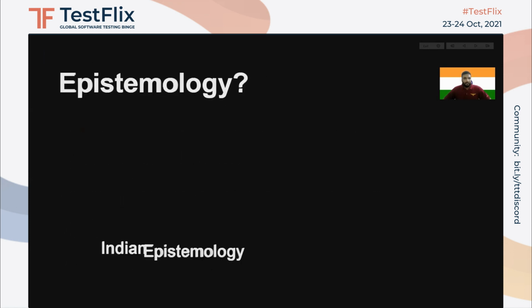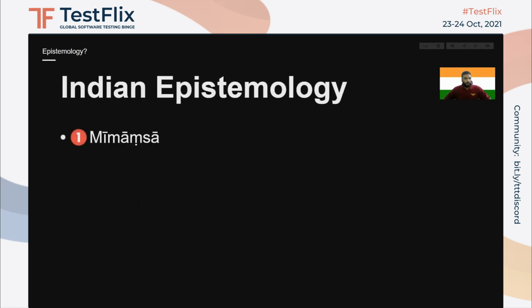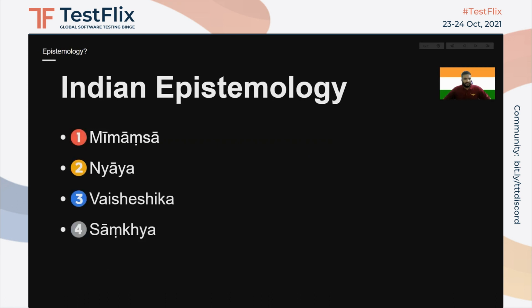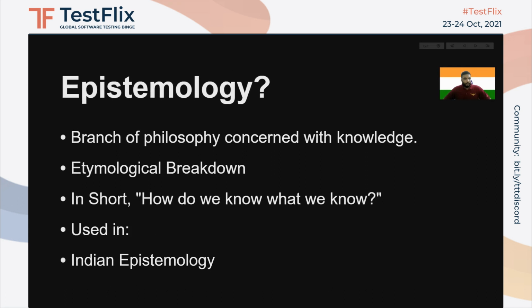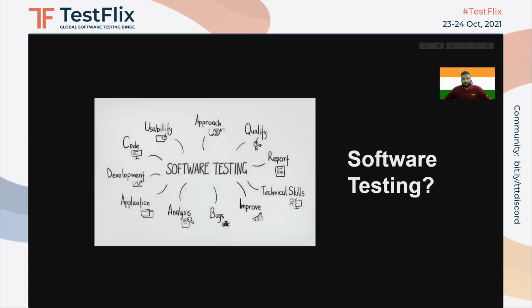India also has a huge history of epistemology, and there are a lot of schools of Indian epistemology like the Mimamsa, Nyaya, Vaisheshika, Sankhya, Yoga, and Vedanta. So today we'll talk about some in detail. So let's talk about software testing first.